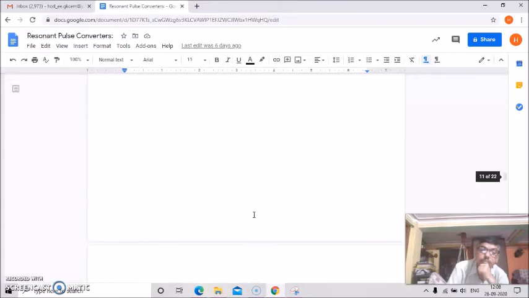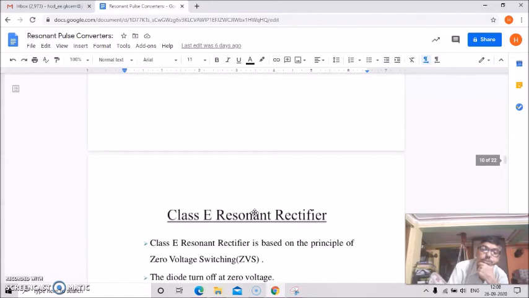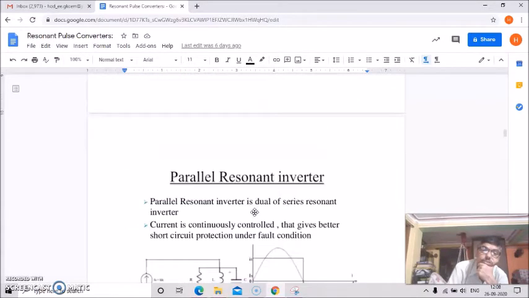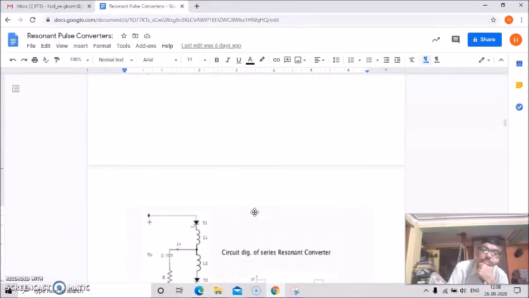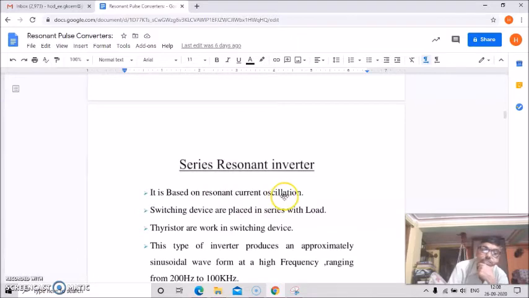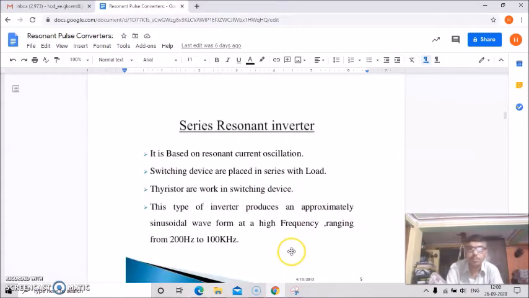So far we have discussed series, parallel, and then class E. Once again, the series resonant inverter is based on resonant current oscillations, and the switching devices are placed in series with the load. Thyristors are the switching devices, and this type of inverter produces an approximately sinusoidal waveform at a high frequency ranging from 200 Hz to 100 kHz.